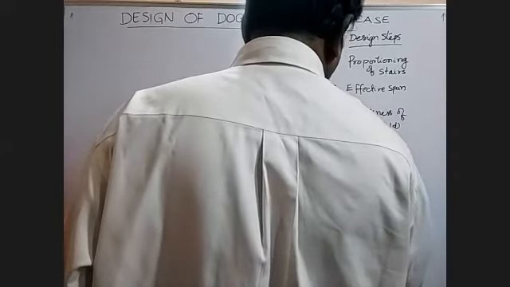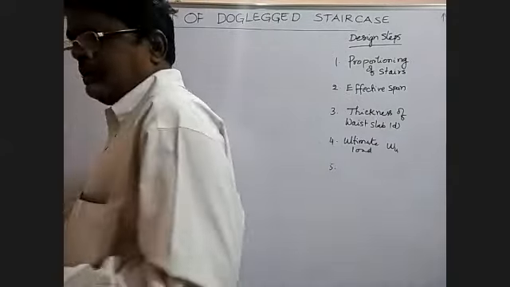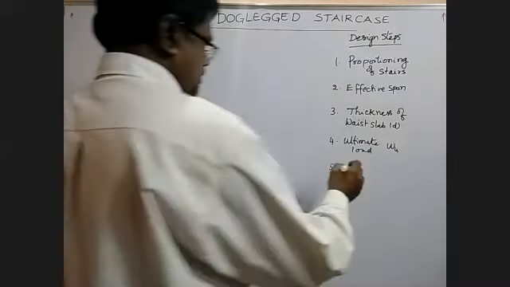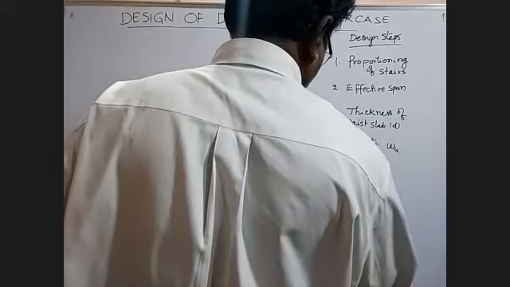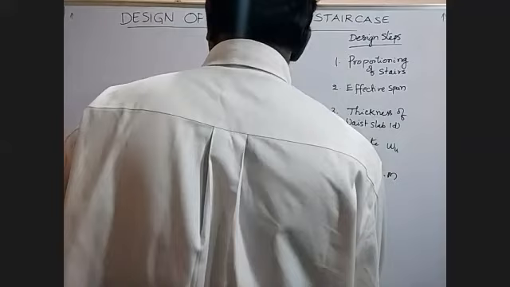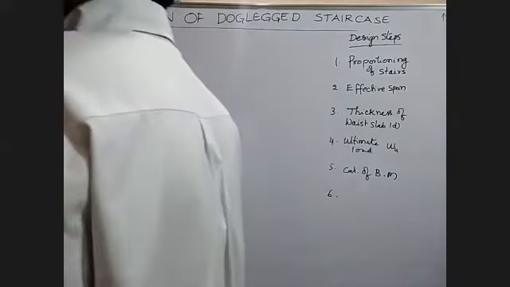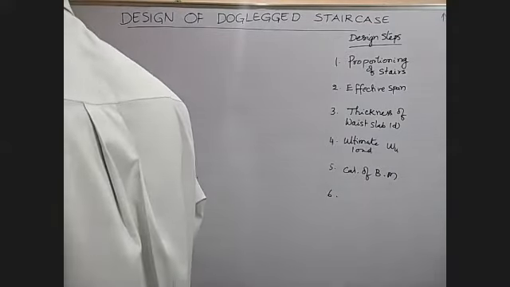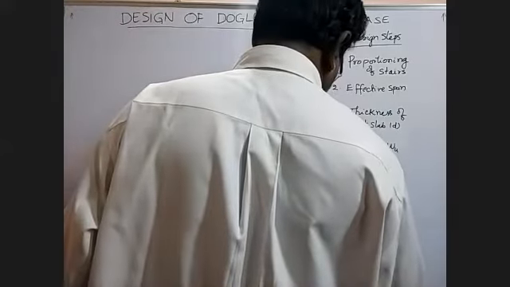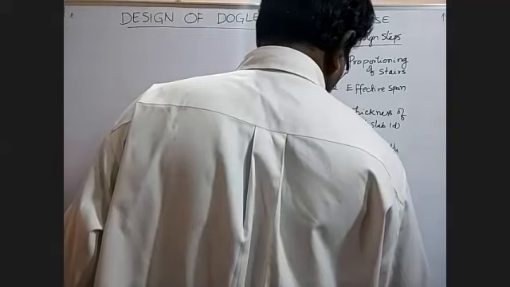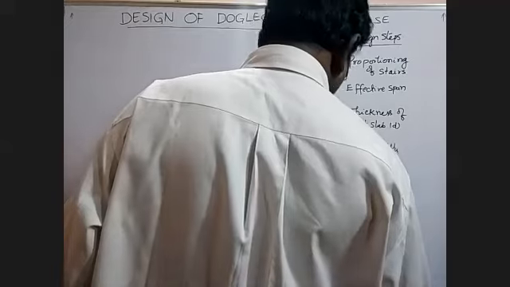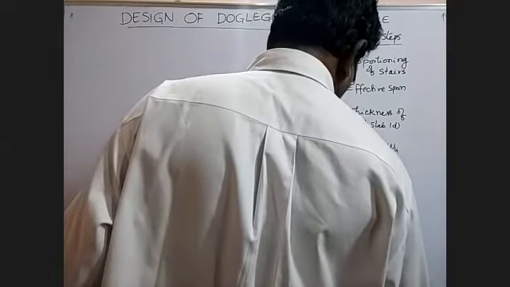Then the fifth step, what is the fifth step? Bending moment, calculation of bending moment. The sixth step is the effective depth required, D required.